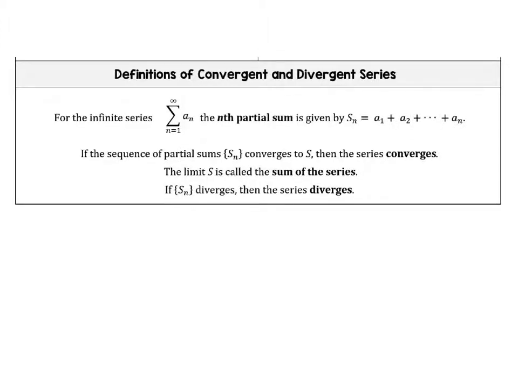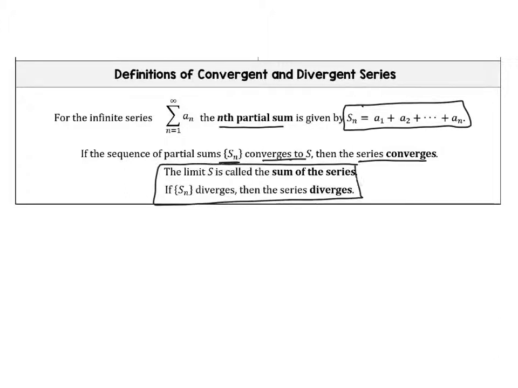Okay, so here is the idea of a convergent and divergent series. For an infinite series, the nth partial sum is given by, and notice here, it's just part of the sum of that infinite series. So if the sequence of partial sums converges to S, then the series converges to S. And again, right here, another major part: the limit S is called the sum of the series. If S sub n diverges, then the series diverges. Very important concept there.